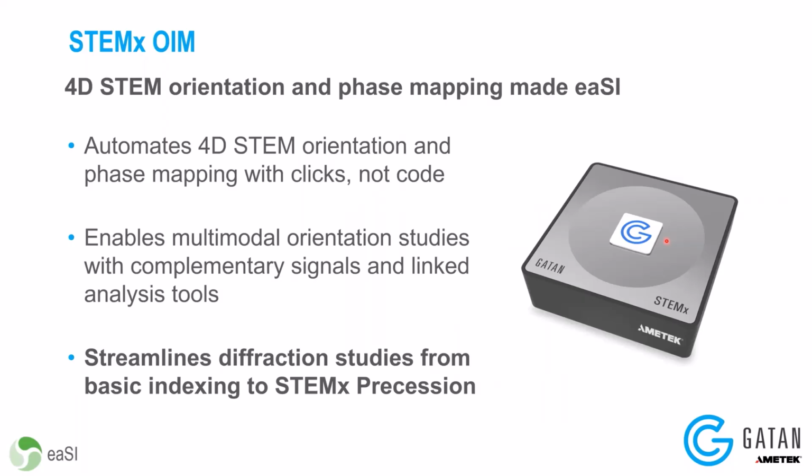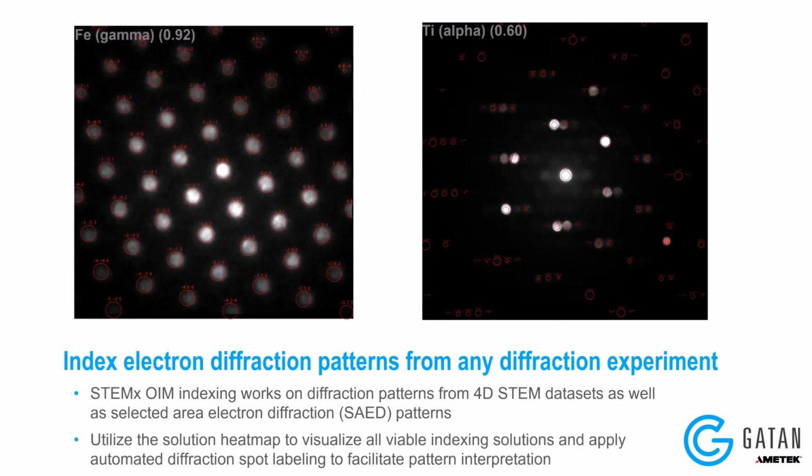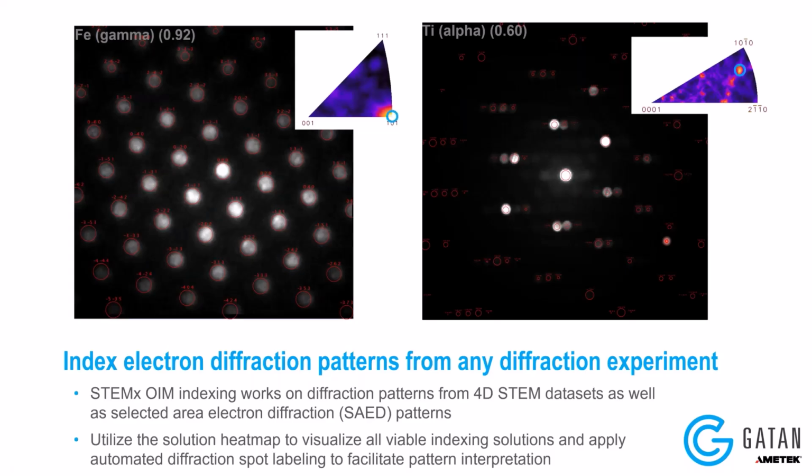Now, the last thing I think that's cool to talk about with STEMx OIM is the idea that we can leverage the tools that are required for doing orientation analysis and bring them to other areas of just diffraction experiments in the microscope. Because, for example, we need to be able to index a diffraction pattern to do the orientation analysis, we can also index diffraction patterns not just from an individual pixel in a 4D STEM data set, but we can index individual patterns that we acquire through TEM-based selected area electron diffraction patterns.